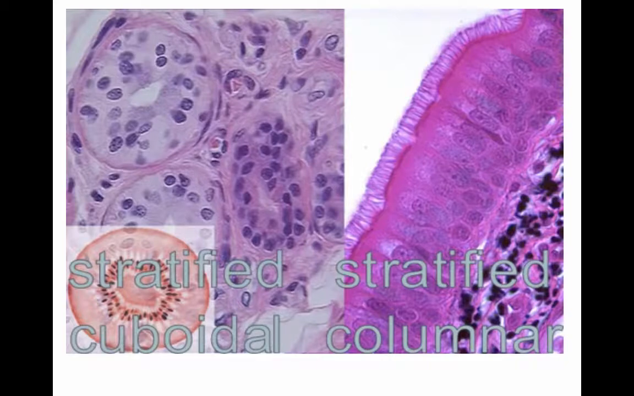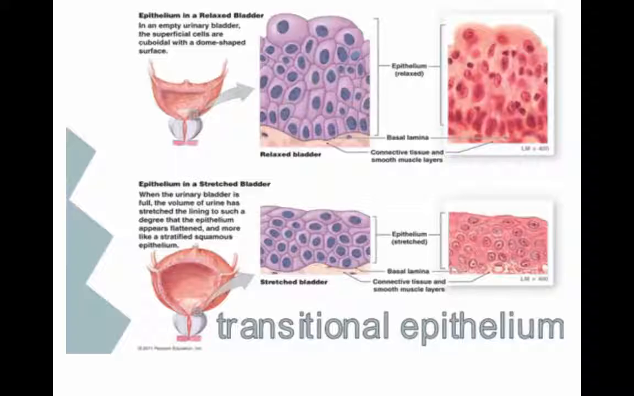Cuboidal lines the ducts of the sweat and mammary glands. There's plenty of urine in the bladder. It's transitional doing its job. You can stretch it, it'll hold it, it'll change its shape. It won't let water through.